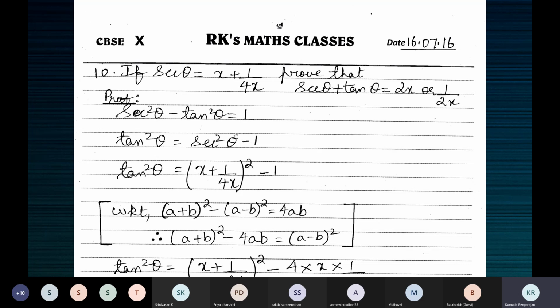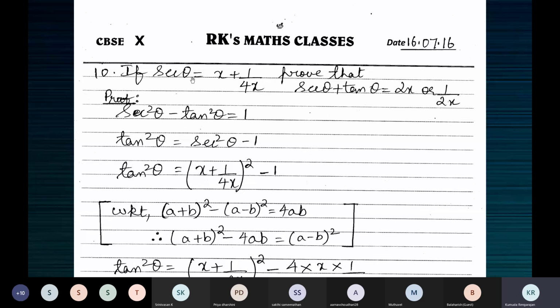So the idea here is, we are given secant theta. Using secant theta, we are going to find tan theta. And then we are going to find secant theta plus tan theta. We already have the value of secant theta with us. Like this, we are going to find tan theta. Then those two results we're going to add, secant theta plus tan theta, to get these two.